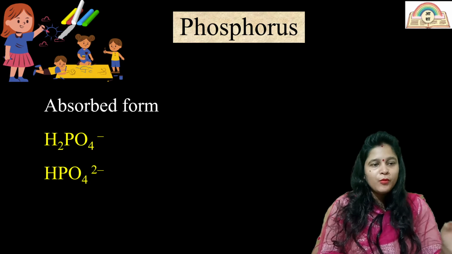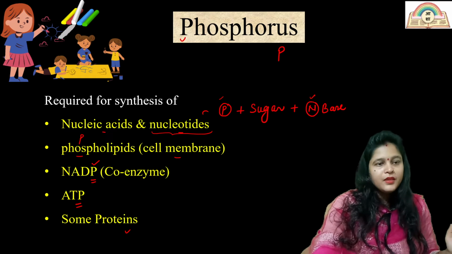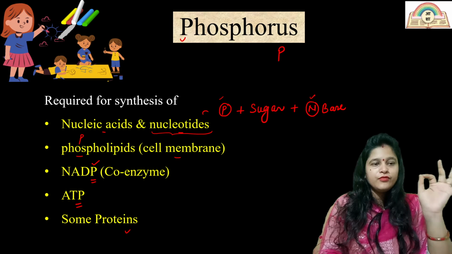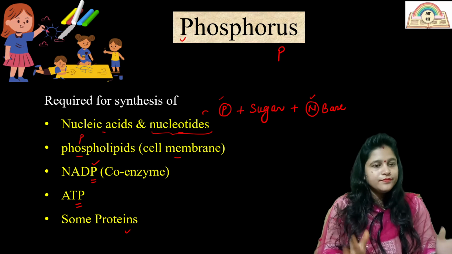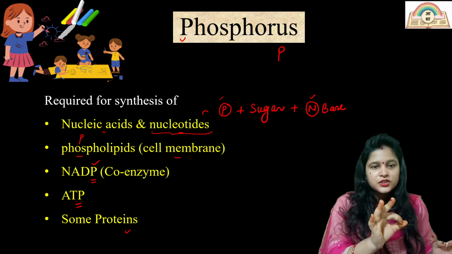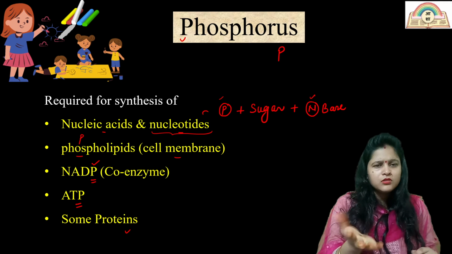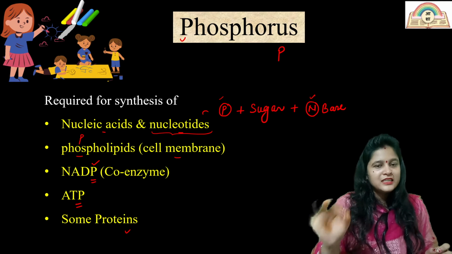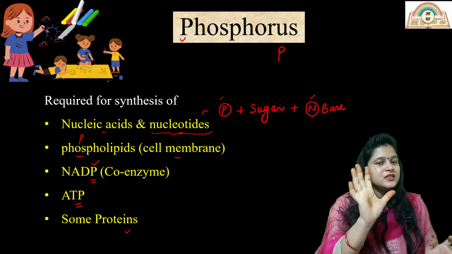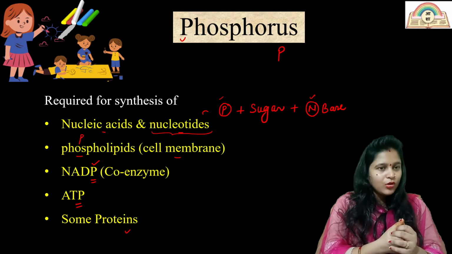It's absorbed in the form of phosphate ions, H2PO4 minus, HPO4 2 minus. Where is it required? It's required for the synthesis of nucleic acids and nucleotides. You know that nucleic acids are chains of nucleotides, and nucleotides are made up of a phosphate group, sugar and nitrogenous base. A sugar can be ribose or deoxyribose: deoxyribose in DNA, ribose in RNA. Leave that. We know that phosphorus is here in the phosphate group. So you don't need a mnemonic here, right?